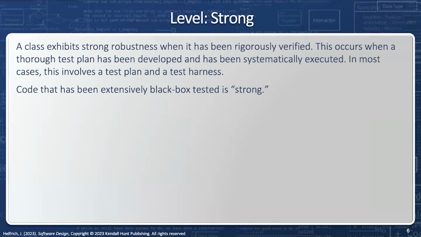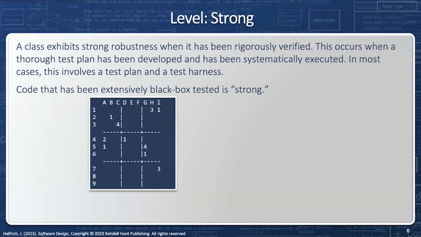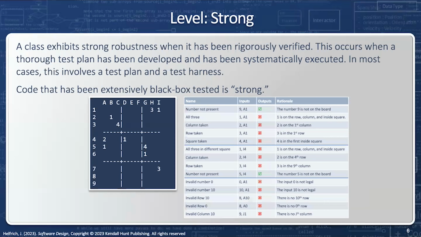This occurs when a thorough test plan has been developed and systematically executed. In most cases, this involves a test plan and a test harness. So what we're going to have to do is, for every function or class, take a look at this and come up with a set of test cases. For example, if I'm playing Sudoku, I want to know if a given number can go in a given position.